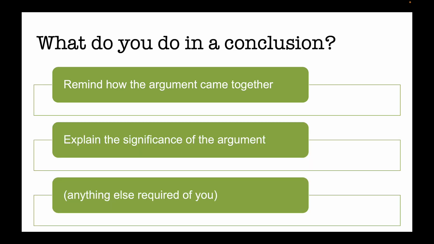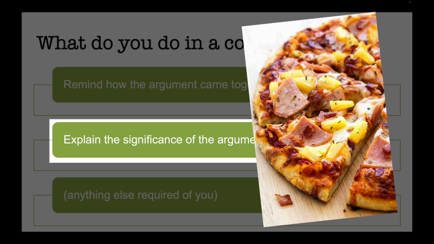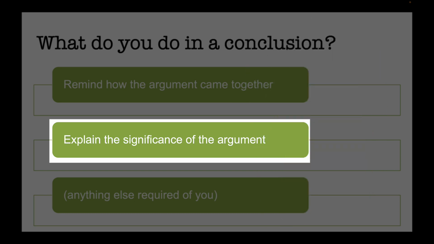Second, in a conclusion, you need to explain the significance of that argument. Why does it matter that you have definitively proven what the best pizza is? Well, this can go lots of different ways, and it can be done in lots of different fashions. But somehow or another, a conclusion should end by talking about significance.